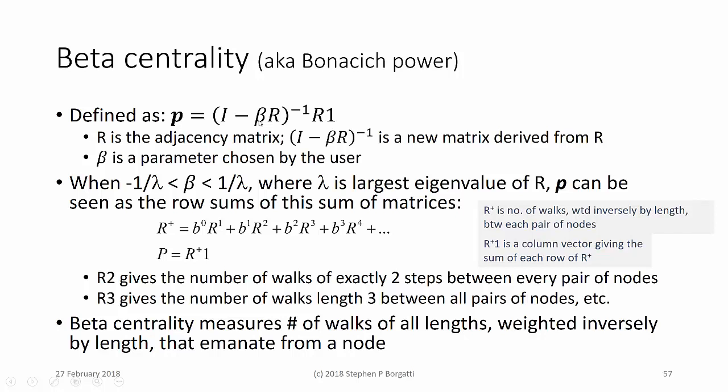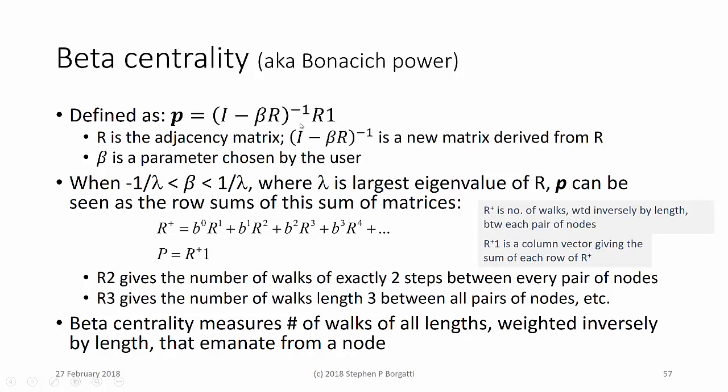Beta is a constant that the user has to choose. And I is the identity matrix. So it's an n by n matrix in which there are zeros everywhere except down the diagonal where there are ones. So we can calculate this in MATLAB or any matrix language. We could do it in UCINET.